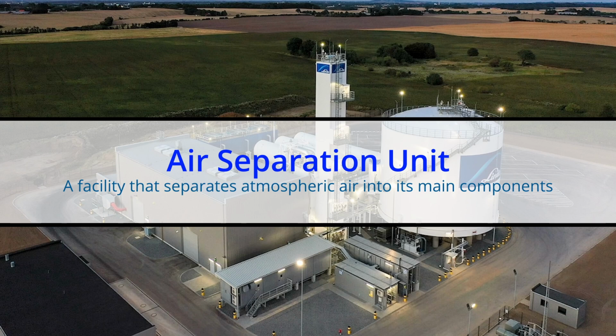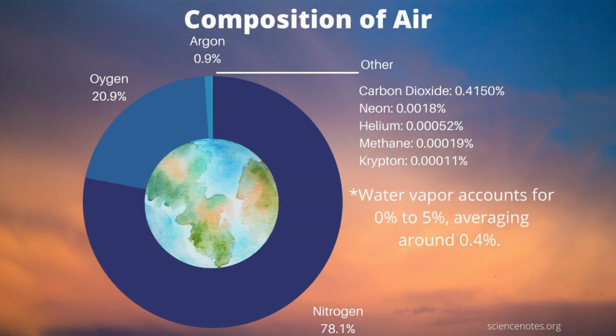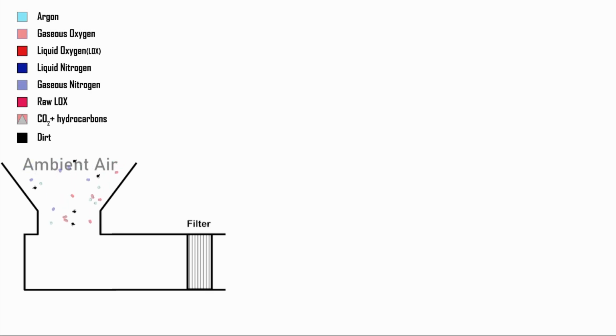Air separation unit, an industrial facility used to separate atmospheric air into its primary components. Air is mostly a mixture of nitrogen, oxygen, and argon. These elements can be directly recovered in gaseous or liquid form by passing the ambient air through an air separation unit, or ASU. The process starts with the ambient air being forced through a particulate filter.